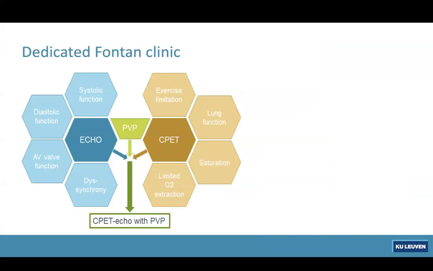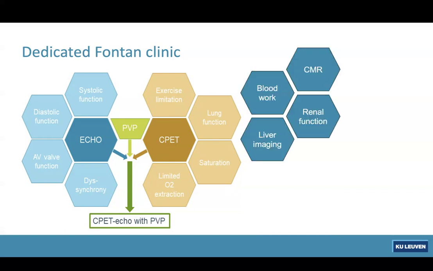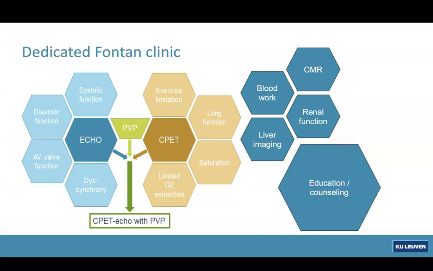So I think it's worthwhile thinking about making a dedicated Fontan clinic where, a little bit different from your classic ACHD patient, you do a little bit more tests just to pinpoint the reason for, be it, exercise intolerance of your patients. And this CPET echo with PVP is just one idea I have, but obviously you combine that with blood work, CMR, liver imaging, and a lot of education and counseling for your patients. And I think those Fontan patients do deserve a little bit more time than the regular patient.